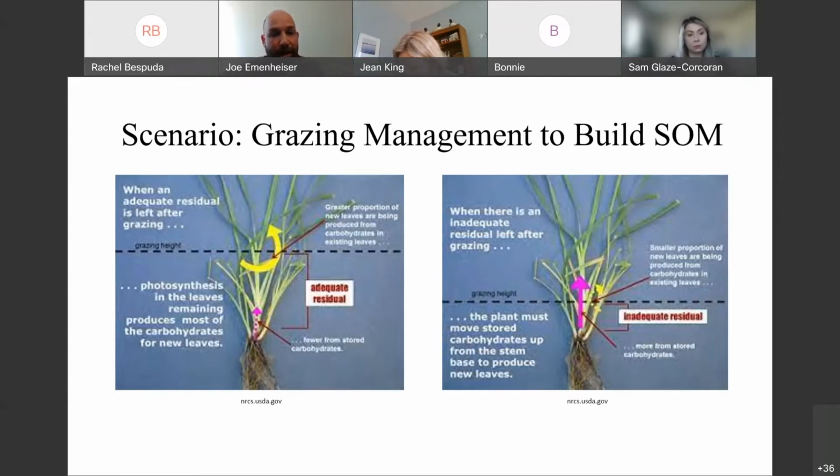And so if we allow enough residual leaf material for the plant to photosynthesize, it can continue to harvest energy and not pull that up from the root system. And while it can pull those carbohydrate stores up from the root system, that's going to compromise its growing potential. It's going to compromise the nutrition it provides to the animal, and ultimately it's going to compromise the organic matter that's built in the soil because there's less plant growth that occurs as well. Next slide.